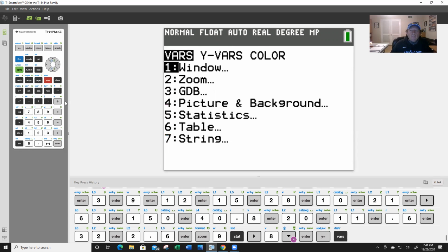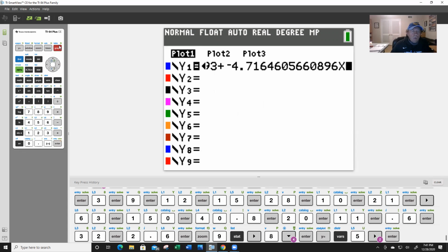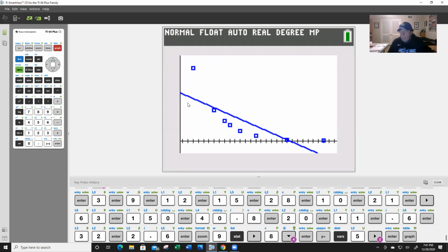I'm going to go ahead and put that on the first one. That's vars, statistics, equation, regression equation, graph. Okay, it's not linear. It's simply not linear. We can get a better R squared than 0.599. Okay, let's try another one.